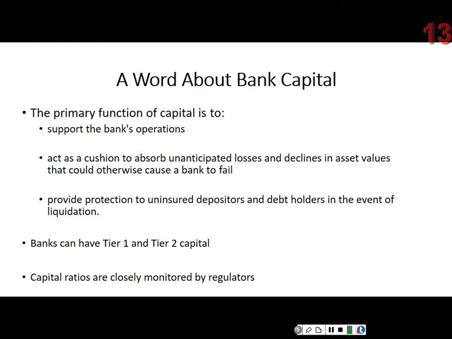So if somebody's got more than $250,000 in a bank and the bank fails, the capital could be used to help pay off that depositor. Okay? Problem is, it's probably not going to be there. So if you have more than $250,000, there is a possibility that you're going to lose some of your money. Now, banks can have Tier 1 and Tier 2 capital. And as I said earlier, these are closely monitored by regulators. I mean, they want to know how much capital a bank has.